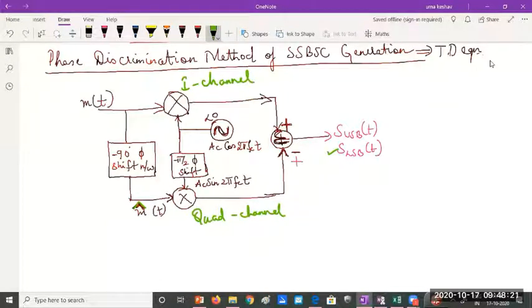I channel means in-phase channel. Since I'm using the in-phase carrier in the upper line, I'll call this the I channel and this the Q channel. The lower one is always called the Q channel because I'm using the quadrature shifted carrier. If I use the sine carrier, it is the Q channel. I channel is the in-phase channel. Okay. Any other doubts?